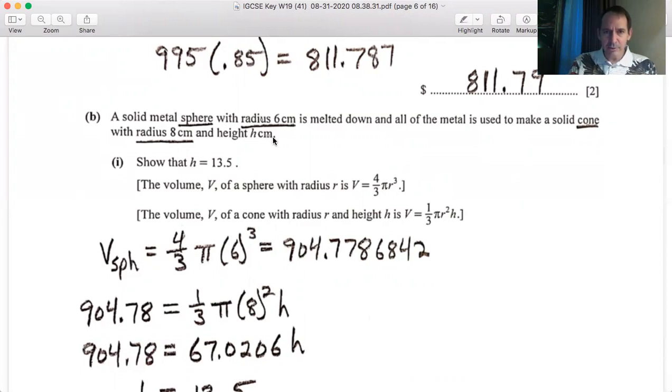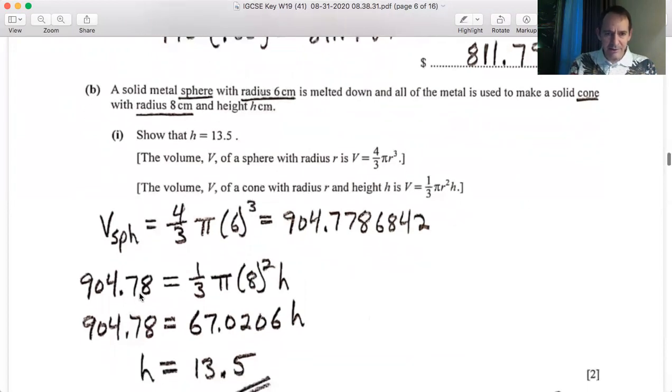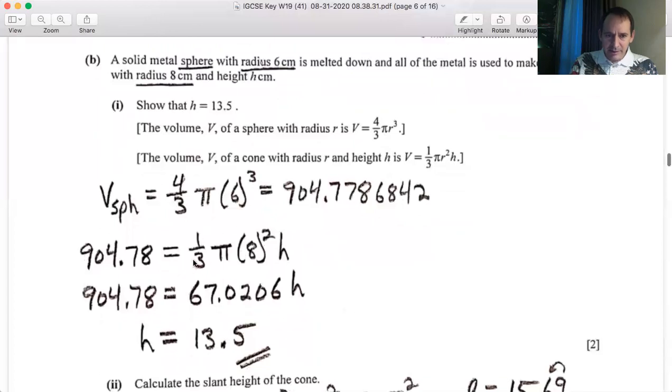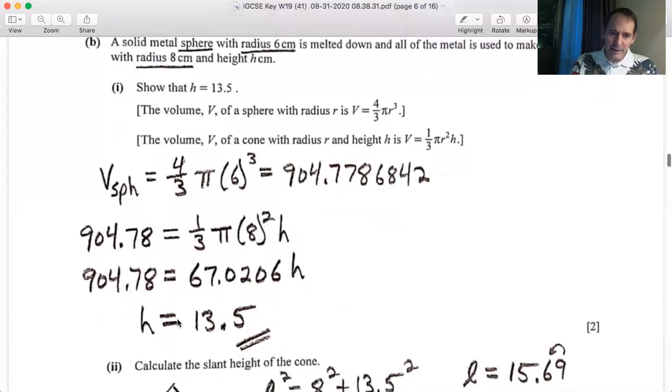4/3 pi r cubed, where the radius is 6. So the total volume of metal is 904.7786842. And I just rounded it there to 2 decimal places. Then we're going to set that equal to the volume of the cone, because this volume is now turned into a cone shape, where we have 1/3 pi r squared, where our radius is now 8 and an unknown height. So when we calculate this 1/3 pi times 8 squared, we get 67.0206. Divide that into the total volume, and our height is indeed 13.5.